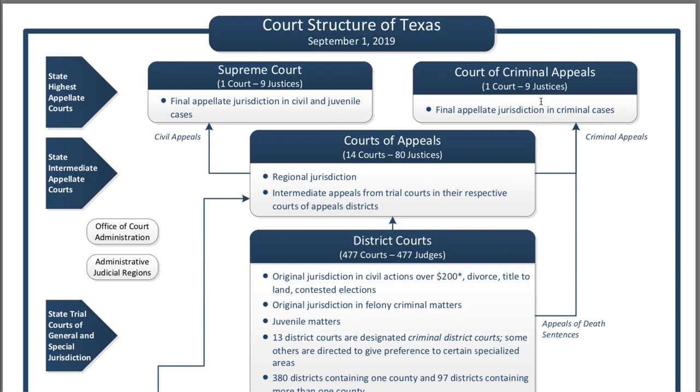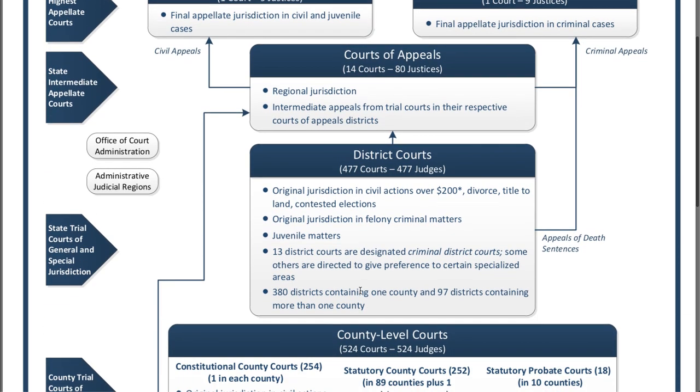And so any appeals on juvenile matters go up to the Texas Supreme Court. And then for criminal matters, we have the Texas Court of Criminal Appeals. Then we have the intermediate courts. So we have 14 in Texas with 80 justices, and these courts of appeals are divided geographically throughout the state of Texas. And then we have 477 district courts, and this is the trial court level.